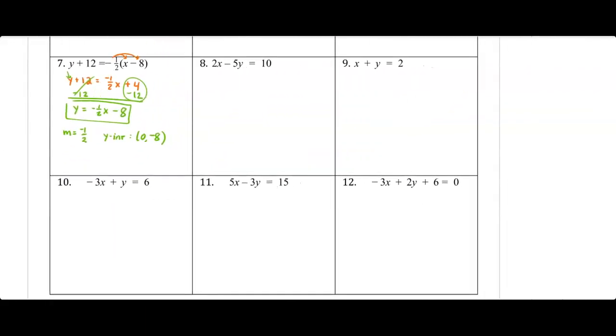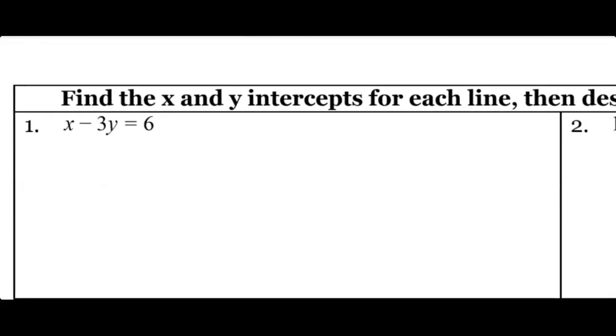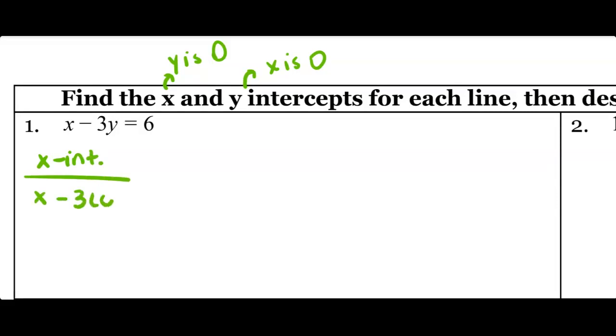All right. So this section wants us to find the x and y intercepts for each line and then describe how we would graph the lines. So remember that with the x-intercept, the y is 0, and with the y-intercept, the x is 0. So when we want to find the x-intercept, we're just going to plug in 0 for y. So we're going to have x minus 3 times 0 equal to 6. Solving for x, we see that x is equal to 6. So the x-intercept is (6, 0).